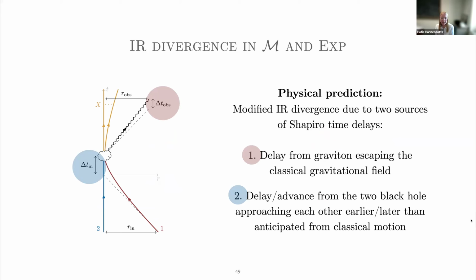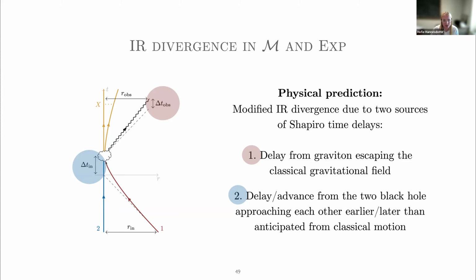And this we can actually work out classically as well, because for observables on a folded time contour, for these inclusive observables, there is a modified infrared divergence because we now have two sources of Shapiro time delays. There's one delay from the graviton escaping the classical gravitational field. This is one that's present both for the scattering amplitude and for the inclusive observable, or the waveform. This is what's marked in red here.